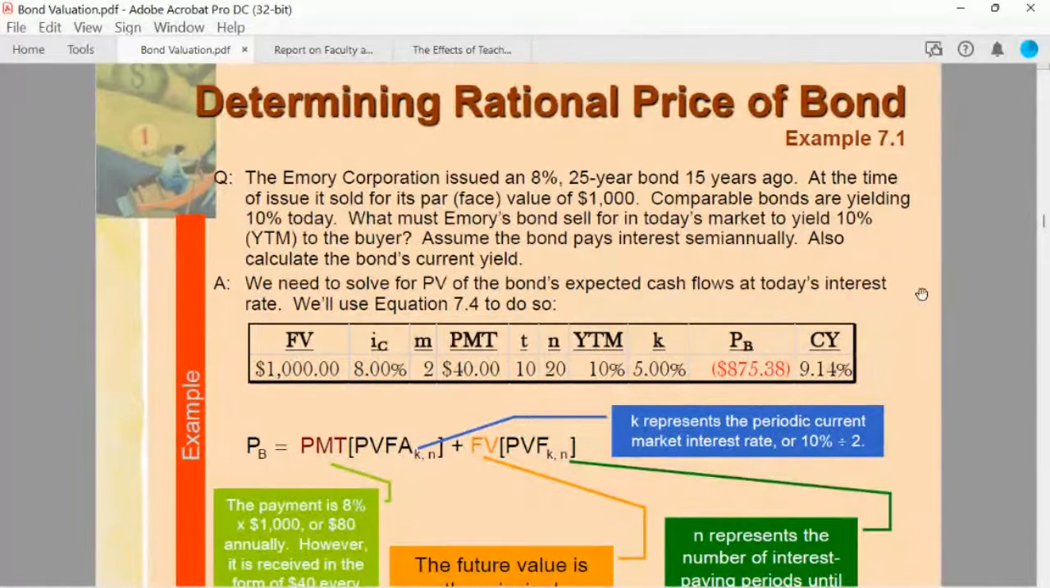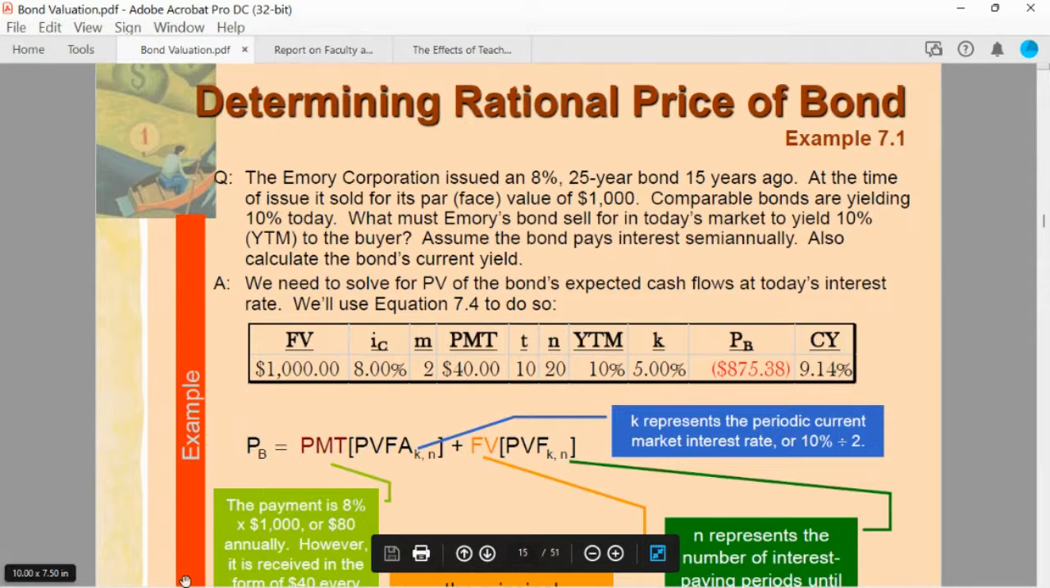The Emory Corporation issued an 8%, 25-year bond 15 years ago. Okay, so if it was 15 years ago and it was originally a 25-year bond, then it's obvious. How many years are left to maturity now? 10. 10 years, yes. And who said that?